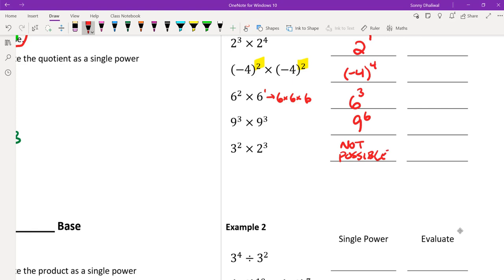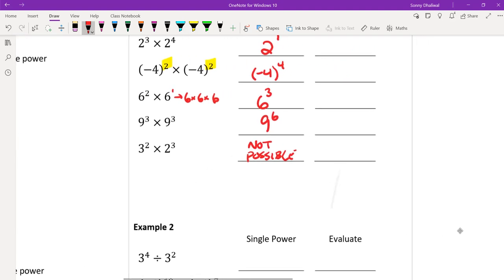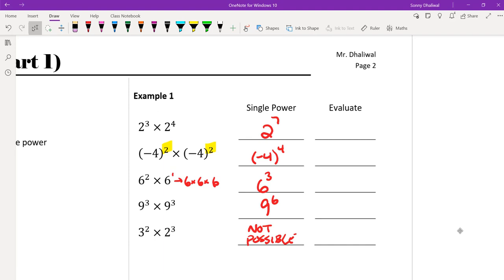However, you can still evaluate it. You can still give me a number. So quickly go through here, test out your calculator skills, and I'll write up the answers. Just look up, see if you use your calculator properly.